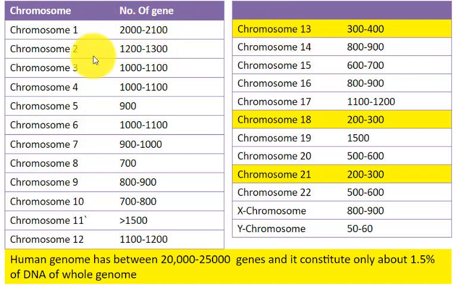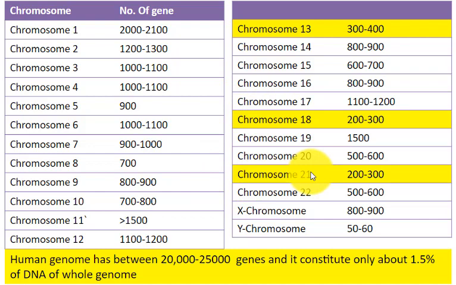Other chromosomes, such as chromosome 7 with about 1,000 genes and chromosome 12 with about 1,000, all have more than 500 genes. But chromosome 13, chromosome 18 and chromosome 21 have less than 500 genes.